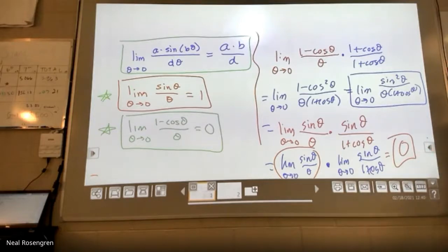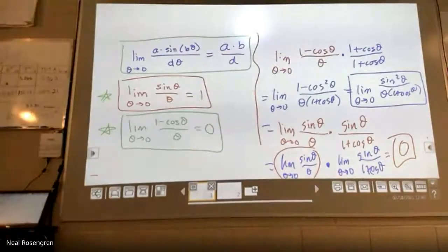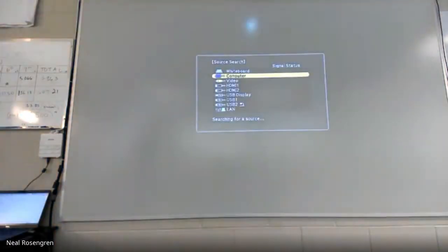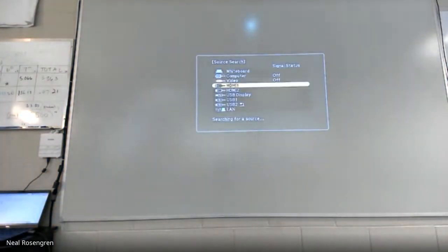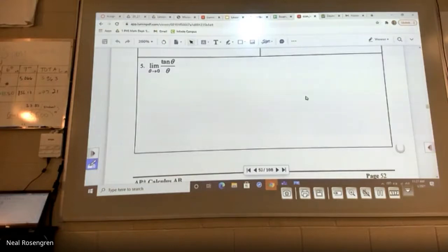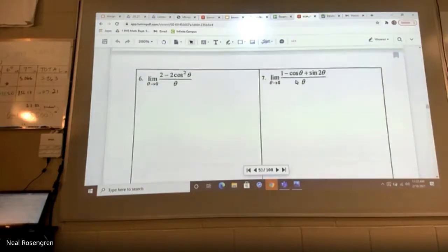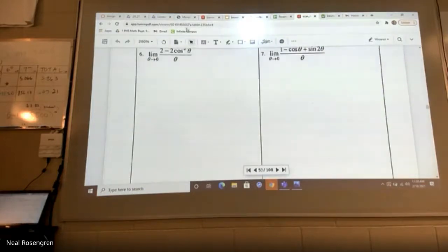And what I want us to try to do today, as much as we can, is start getting used to that idea that, number one, if you can just plug it in, just do it, right? If you can factor and divide away the problem, just do it, right? Make your life a whole lot easier. But if you can find and isolate those sine of theta over theta, or the 1 minus cosine of theta over theta limits, this gets a whole lot easier. And so I want to do a couple with you that highlight that process.